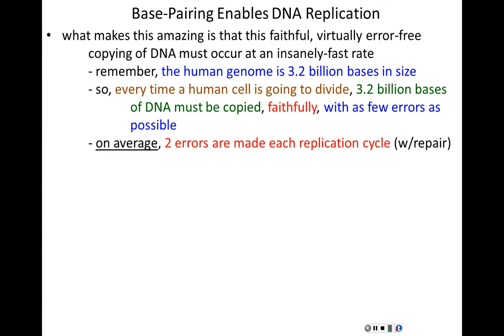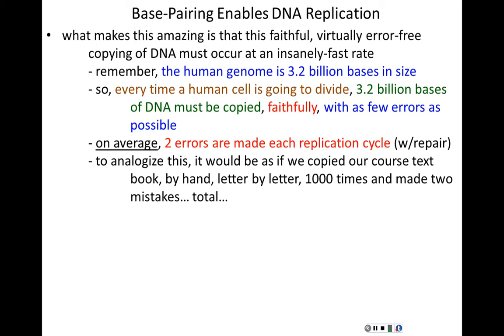The analogy of this would be, imagine copying your course textbook by hand, letter by letter, 1,000 times. So you're going to copy our 700-page textbook 1,000 times, letter by letter. That's going to be about 3.2 billion characters. And in doing so, you made two mistakes total.